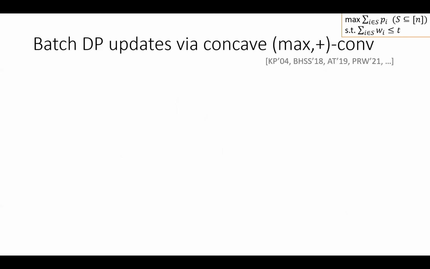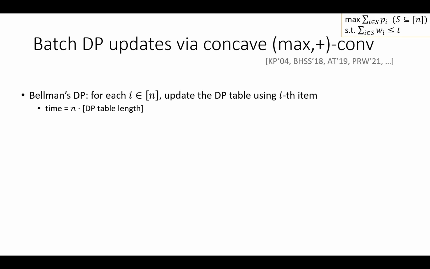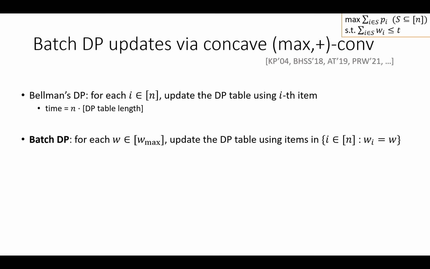The second ingredient is batch DP updates using concave max plus convolution. Recall that in Bellman's textbook DP algorithm, we have n iterations where each iteration takes linear time in the DP table length. But actually, we can do batch DP. For each possible weight w, we can update using all the items whose weight equals w at the same time. And this can be done in time that is still linear in the length of the DP table, so that the total time complexity becomes the number of distinct weights in the input instance times the DP table length.